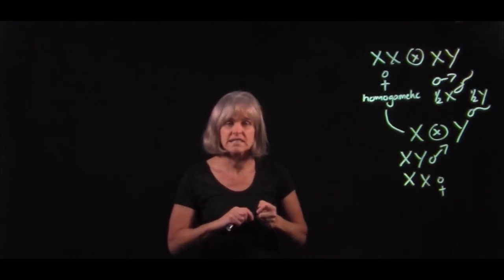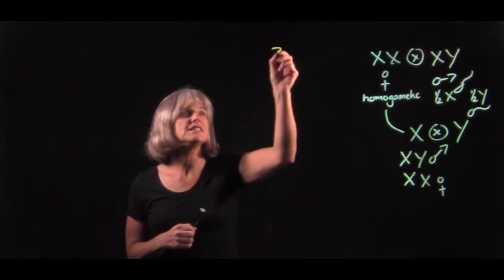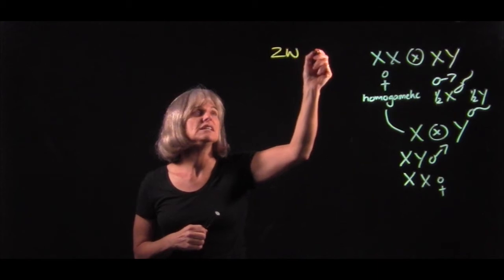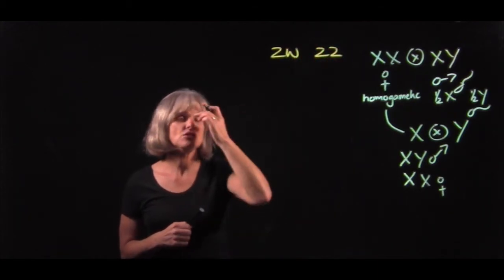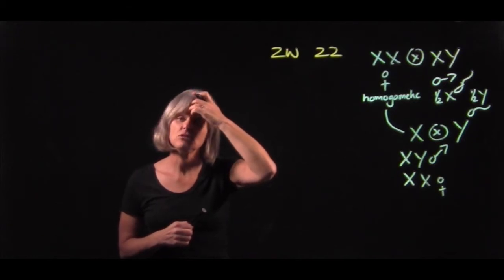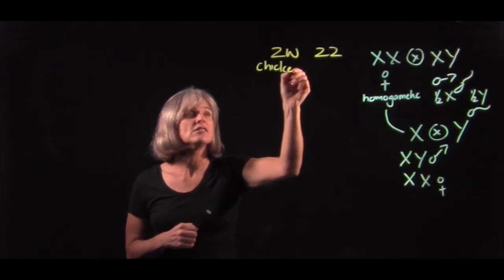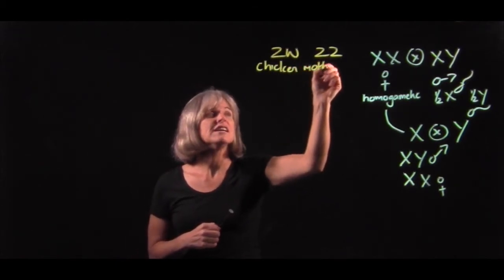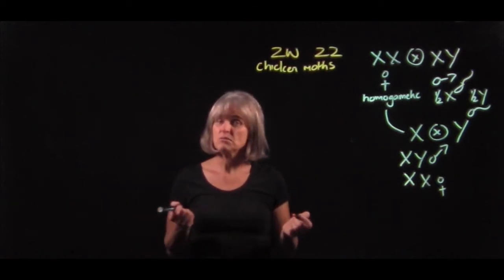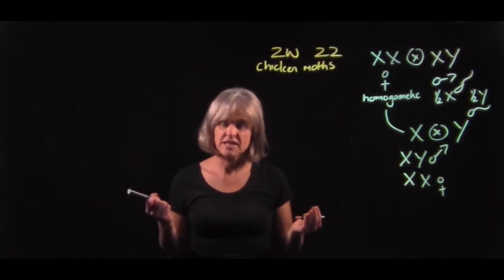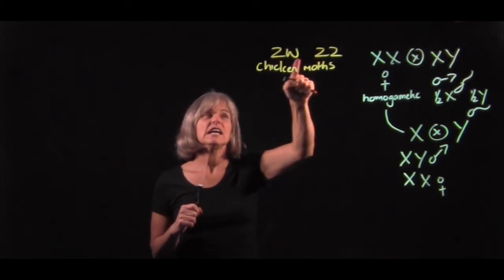One system that's kind of fun to learn about is a system called the ZZ/ZW system. And this system is used in birds, and it's also used in moths, so things like chickens and moths, and they don't have X and Y chromosomes. And their chromosomes are very different. Their sex chromosomes are very different. They're called Z and W.